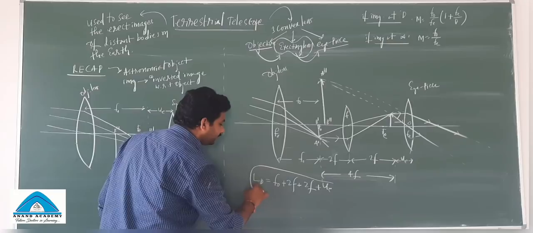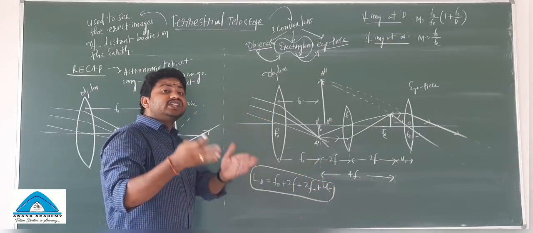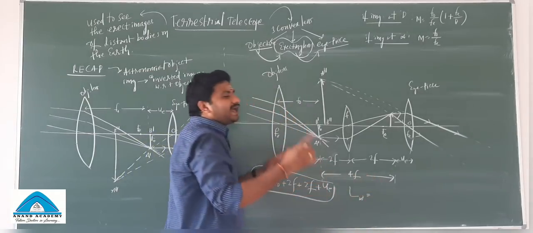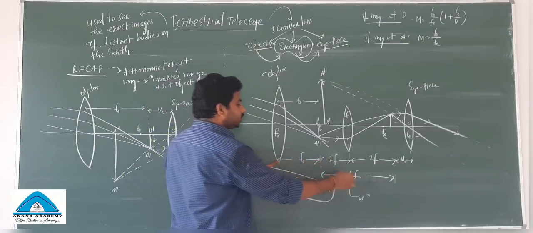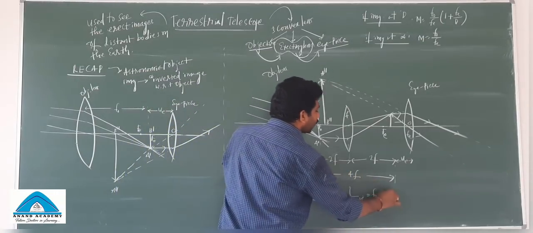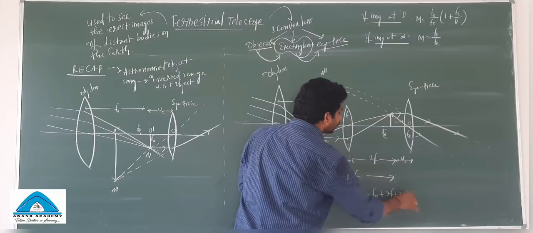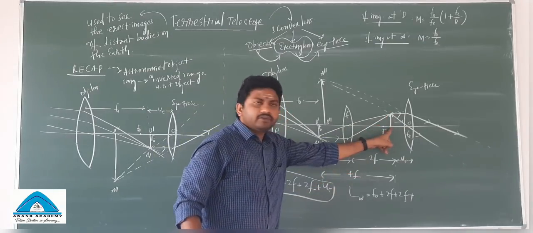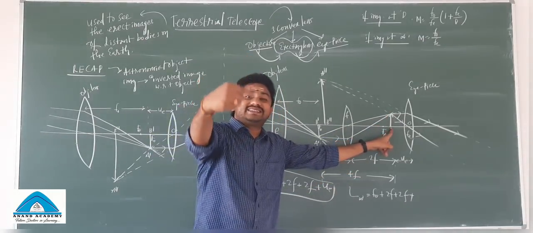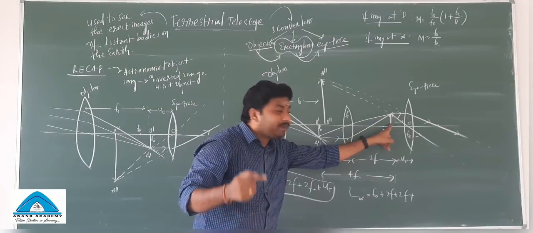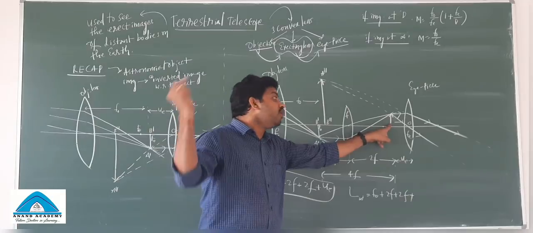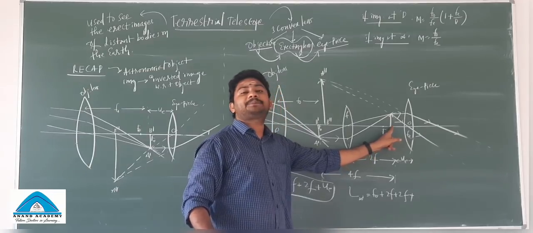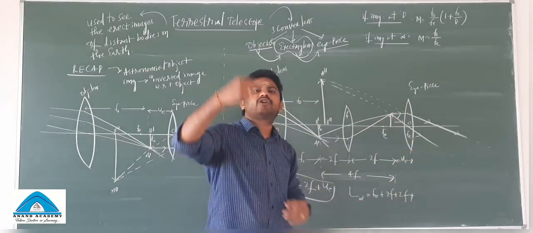So this is the length of the terrestrial telescope when the image is formed at infinity. The length of the telescope will be F0 plus 2F, and this 2F will not change, plus this 2F also will not change, but the change will be here. The image will be formed at 2F. In that case, we will adjust so that the image forms exactly at the focal point of the eyepiece. You know, for a convex lens, when the object is kept at the focus, the image will be formed at infinity, right?